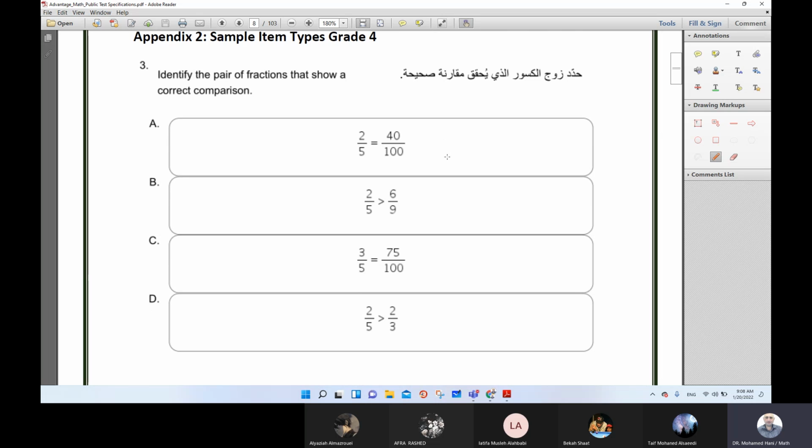Then we have this exercise. I want all of you to read this exercise. Then please tell me what is the correct choice from the 4 choices here. Start, please.